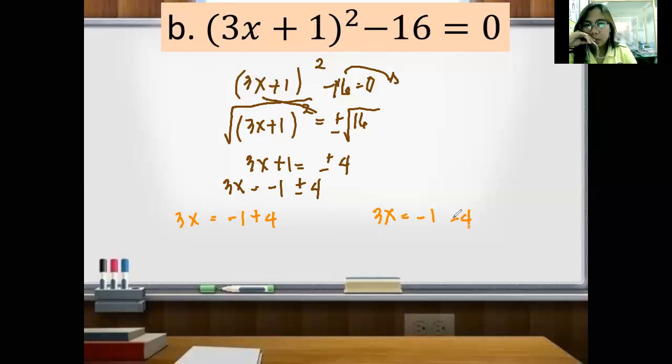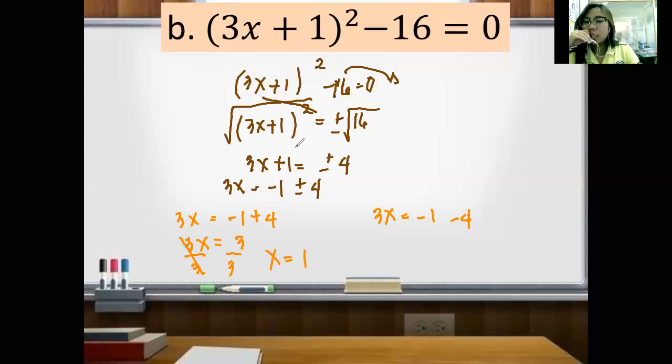Okay? Now, before we divide both sides, we need to first get the sum and difference of these numbers. Okay, so we have 3x is equal to negative 1 plus 4 is positive 3, alright? So, divide both sides by 3. So, what remains is x is equal to 1. Because 3 divided by 3 is 1.